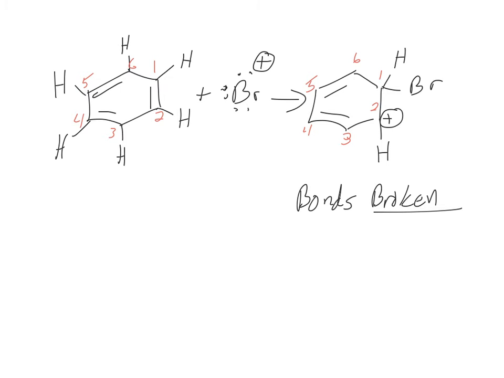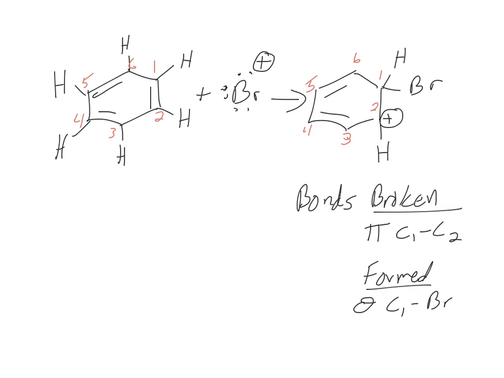So which bonds did we break? What bond did we break? Be careful. What kind of bond did we break? We broke a pi bond between which two carbons? Between C1 and C2. Very good. What bond did we form? A sigma bond between C1 and Br. Very good. So we need to draw a mechanism that shows that.